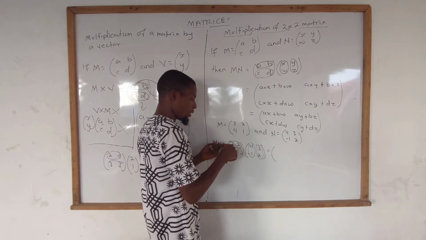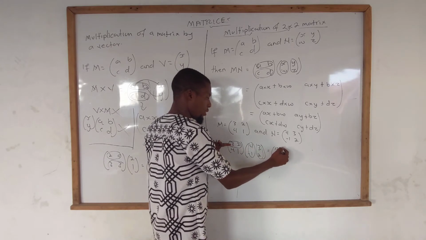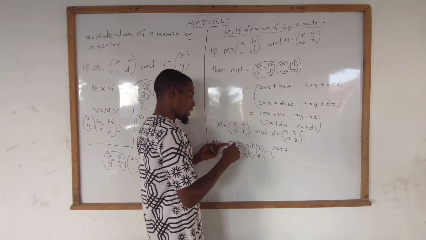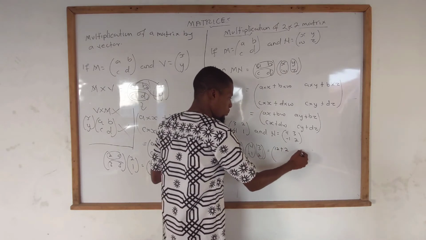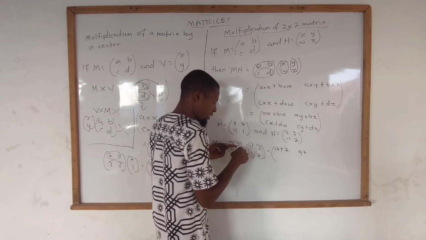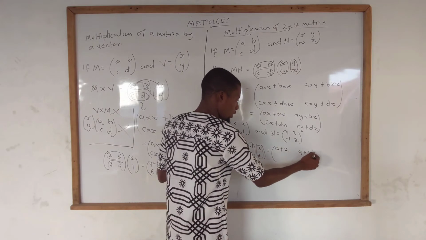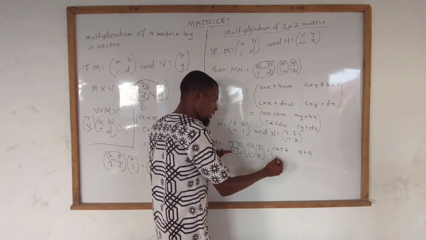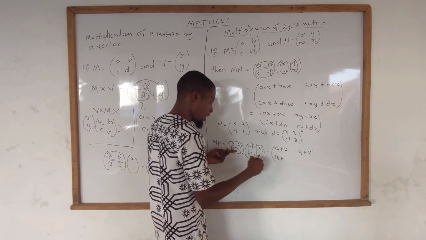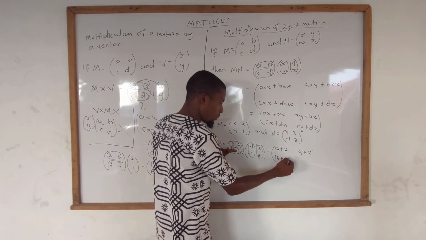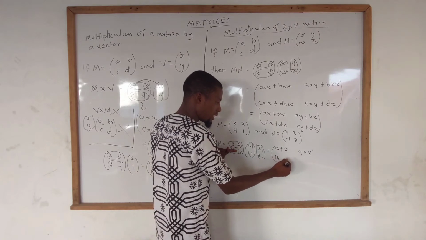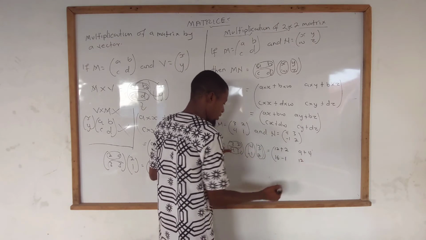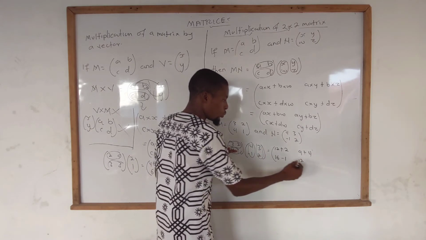So I have 3 times 4, that's going to be 12, plus 2 times minus 1, that's going to be minus 2, right? Then I have 3 times 3, that's going to be 9, plus the second times second, 2 times 2 is 4. Then I come down here. So 4 times 4 is going to give me 16, right? And then plus 1 times negative 1 will give me negative 1. And then 4 times 3 is going to give me 12, and then 1 times 2 is going to give me 2.